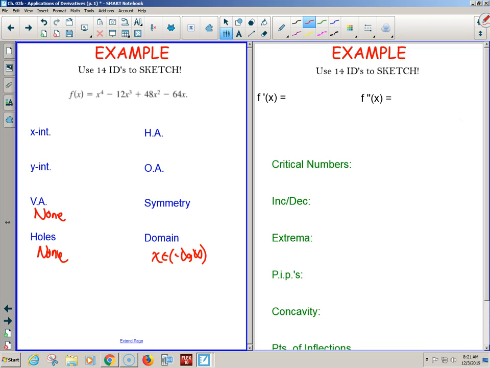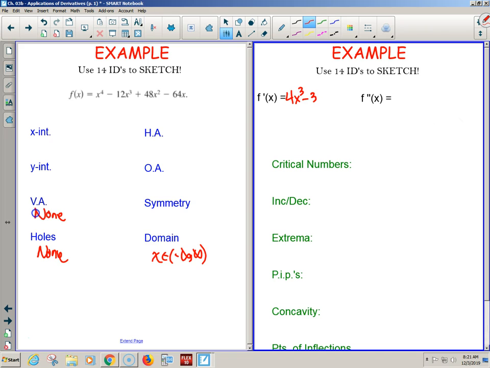What else was easy? What was your f prime? 4x cubed minus 36x squared plus 96x. Ooh, do any of you ever sometimes forget the power there because you're going too fast? I've graded your test. Yes, you do. Okay, next one. 96x. Minus 64. Minus 64. Okay.